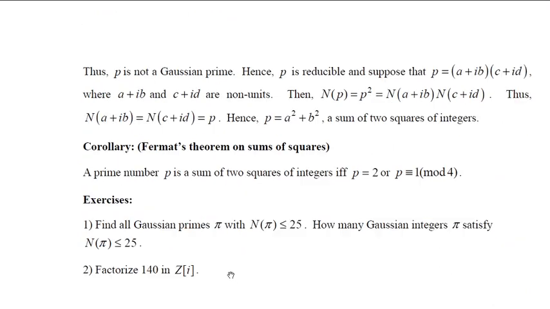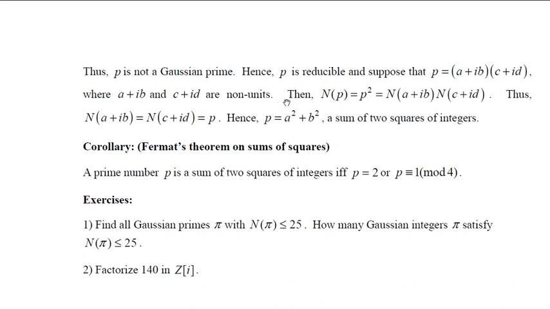Because if it is a Gaussian prime, it is irreducible. But this is not. P is not a Gaussian prime, so it is reducible. Let us assume P is equal to A plus iB into C plus iD in Z of i. If one of them is a unit, then it becomes irreducible. That's why both have to be non-units.